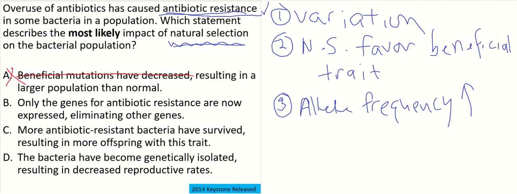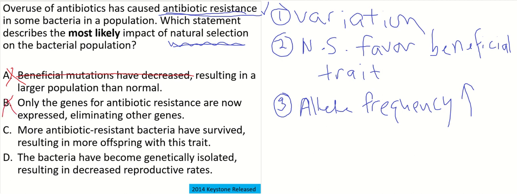All right, so let's look at B. Only the genes for antibiotic resistance are now expressed. No other gene is expressed. All right, the mouse, or what? Oh, sorry, bacteria. I just did a problem on mice. So the bacteria has no other traits other than this?